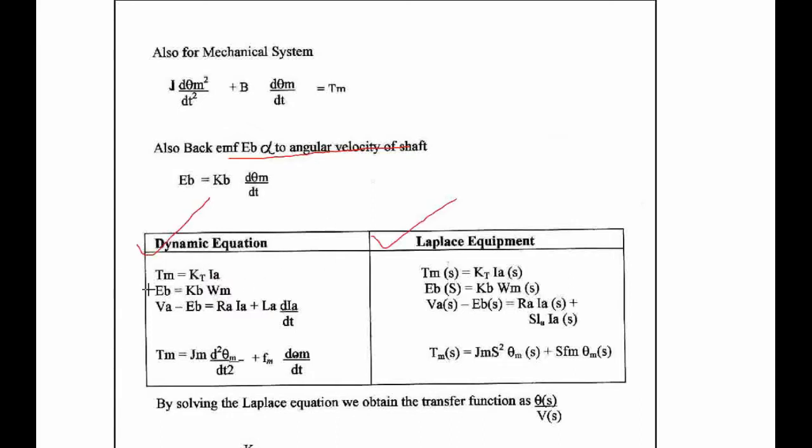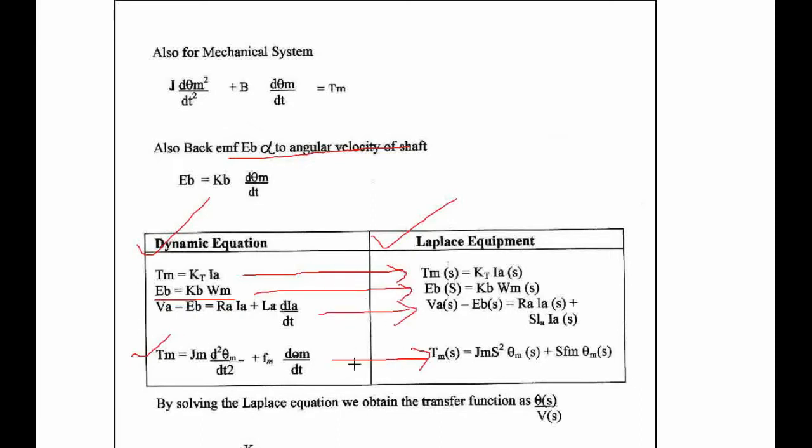I am writing again: Tm is equal to Kt into Ia, back EMF is equal to Kb into omega m, Va minus Eb is equal to Ra Ia plus La into dIa upon dt. The torque equation is Tm is equal to Jm into d square theta m upon dt square plus Fm into d theta m upon dt. The corresponding Laplace equations are written like this.